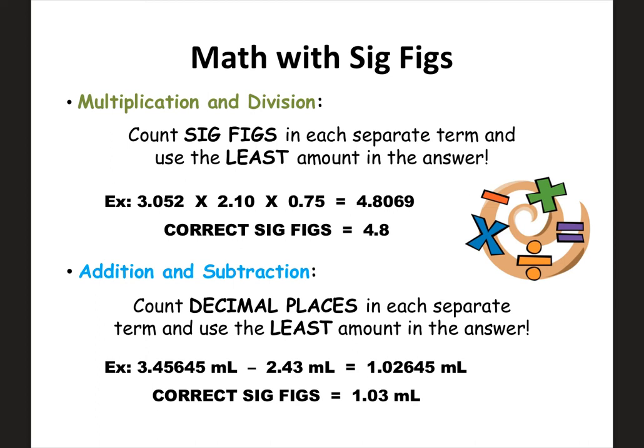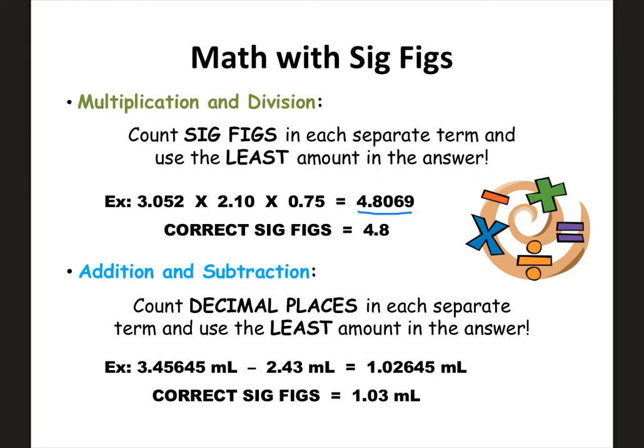So let's just say you had to multiply these numbers in your calculator, 3.052 times 2.10 times 0.75. Your calculator would spit out this number. If you wrote that down as your answer, you would see me right nearby -1 SF. Basically, you lost the point for sig figs. So if you're multiplying or dividing here with sig figs, you count the sig figs in each of your terms and use the least. So this is why you need to know how to count sig figs.